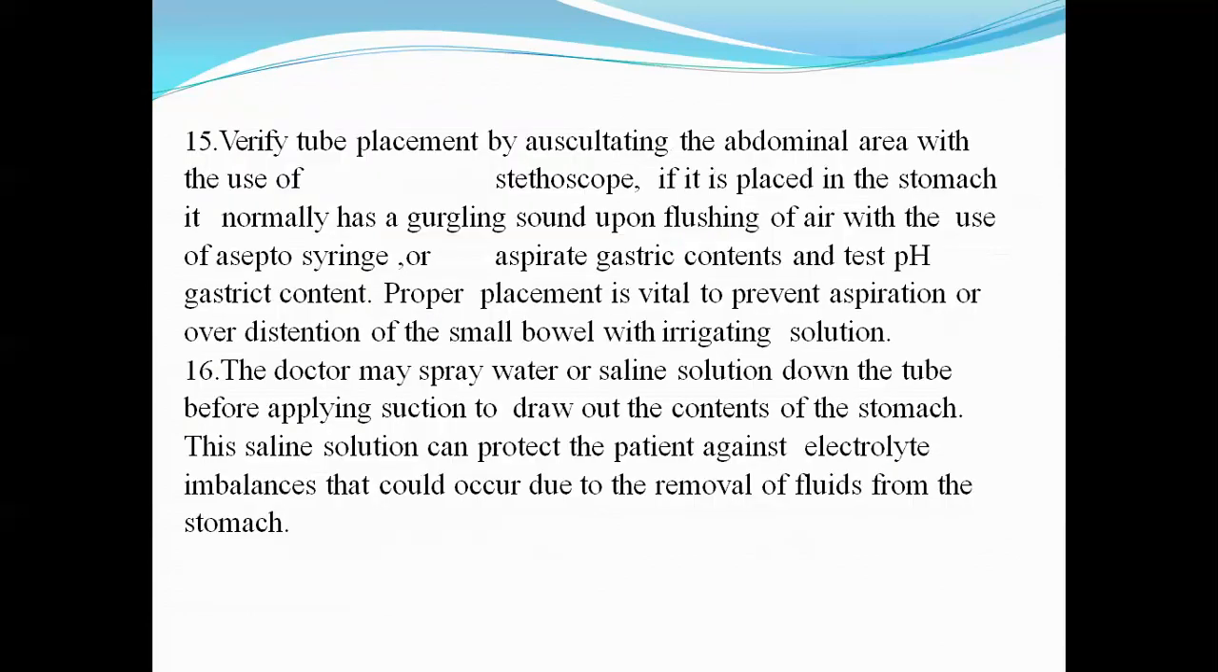Verify tube placement by auscultating the abdominal area with a stethoscope. If it is placed in the stomach, there is normally a gurgling sound upon flushing of air. Also aspirate gastric contents and test the pH of the gastric contents. Proper placement is vital to prevent aspiration or over-distension of the small bowel.